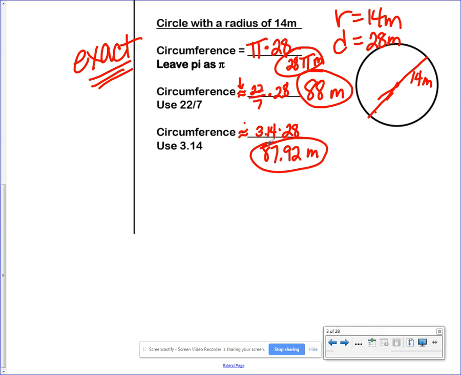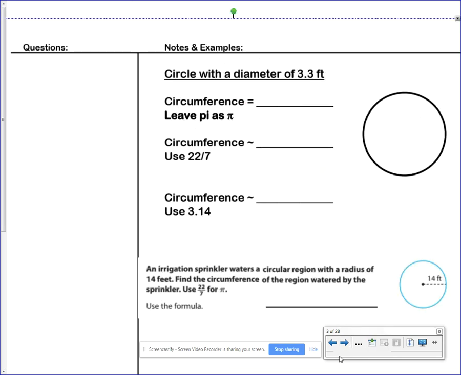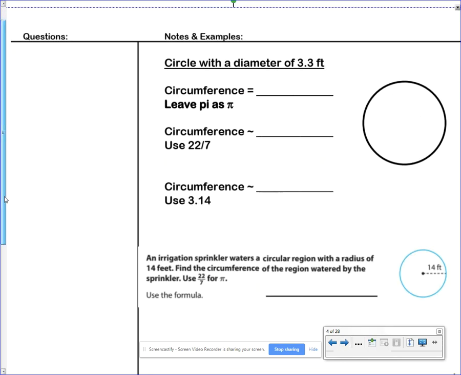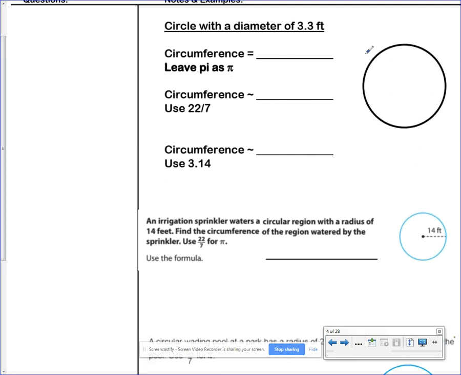With the fraction or the decimal. Okay? So depending on your directions, we'll have you calculate it all 3 ways. Let's look at this one. A circle with a diameter of 3.3 feet. So D equals 3.3. That's all the way across, okay? So the whole thing here is 3.3 feet.